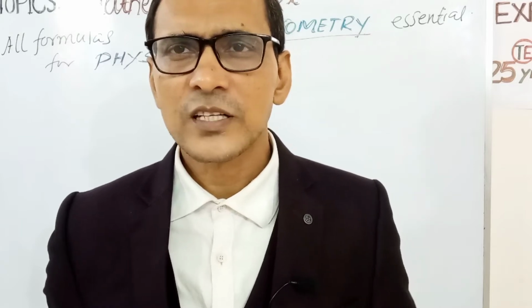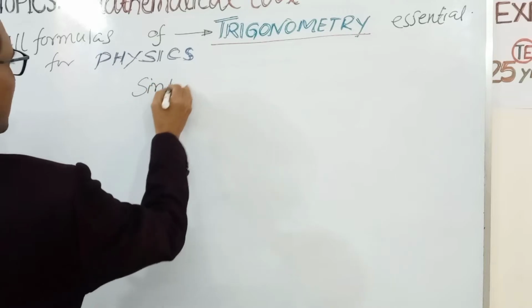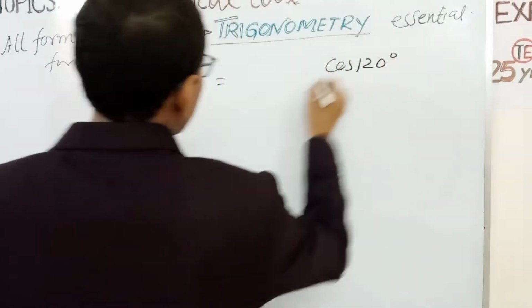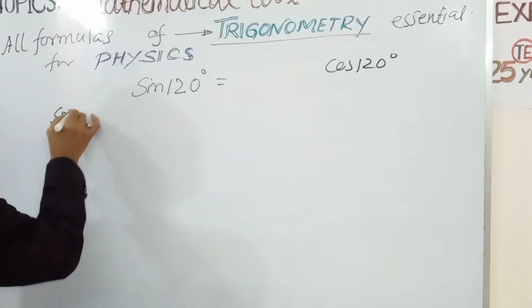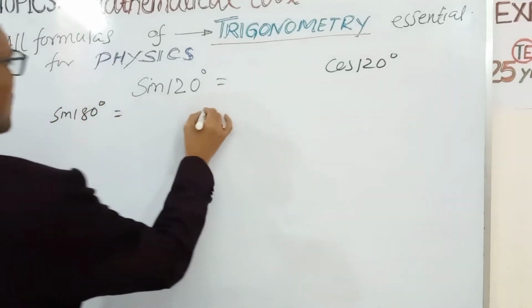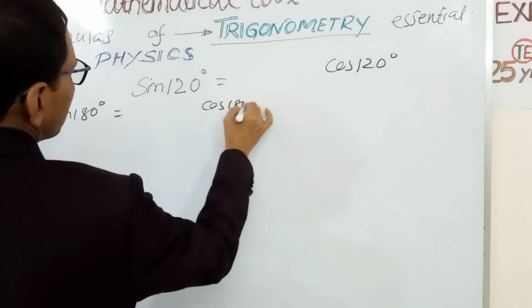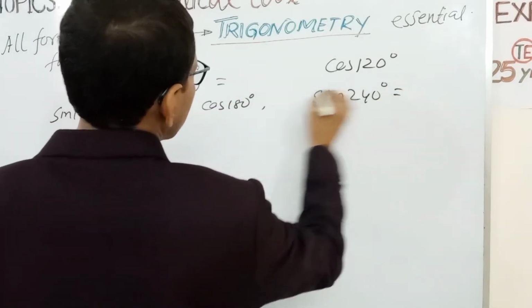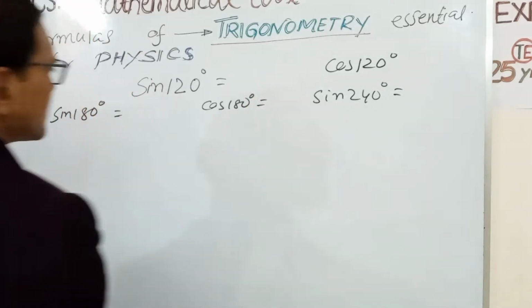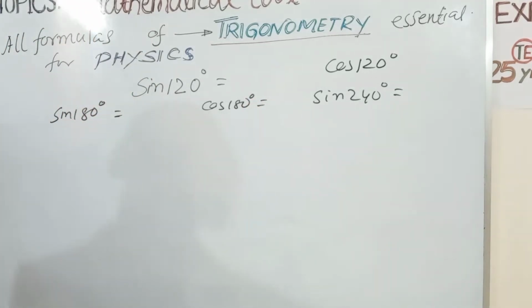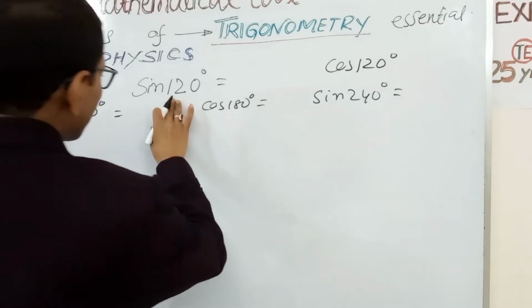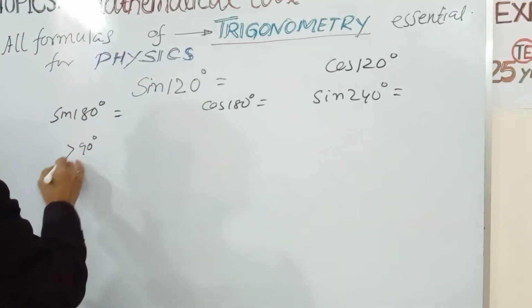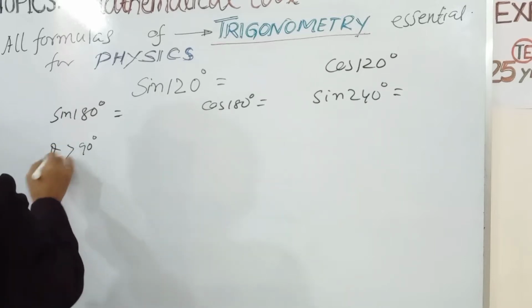Now let's start the class. What is the value of sine 120 degree, or sine 180 degree, or sine 240 degree? These values are required to calculate physics. Now we have to know the formulas and the values of these angles, which are greater than 90 degree, theta greater than 90 degree.